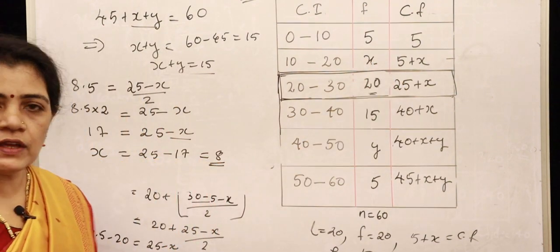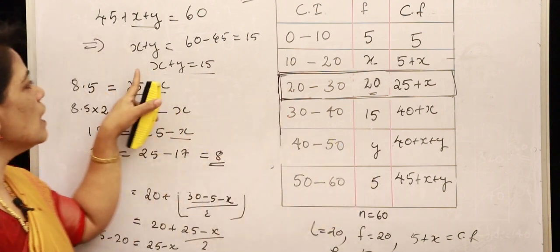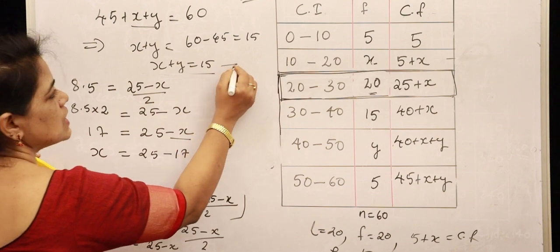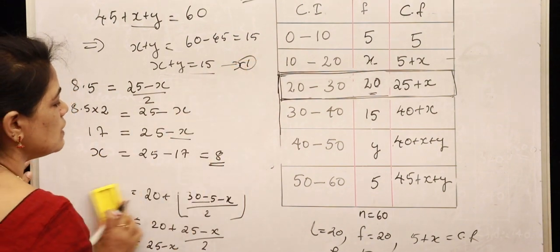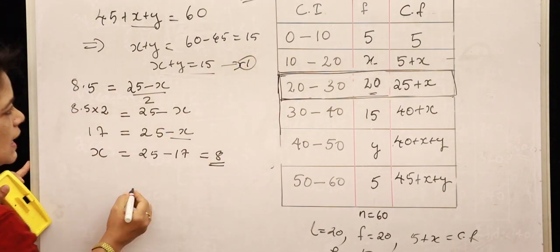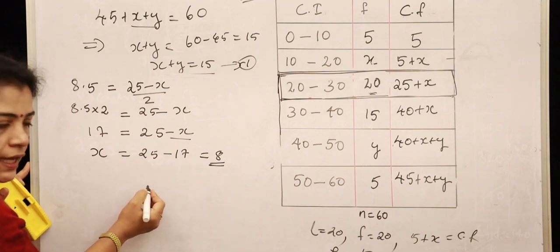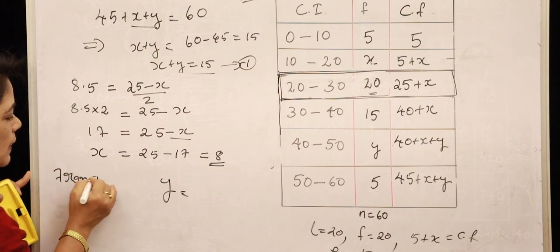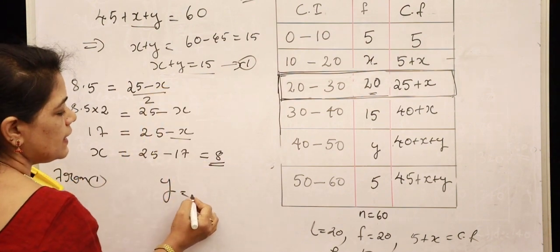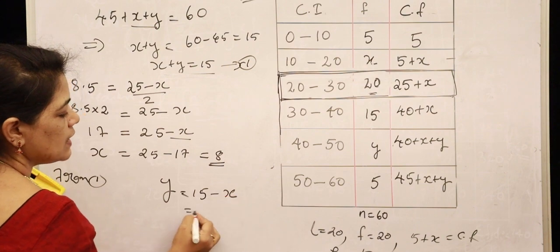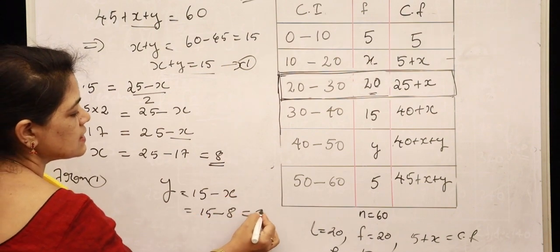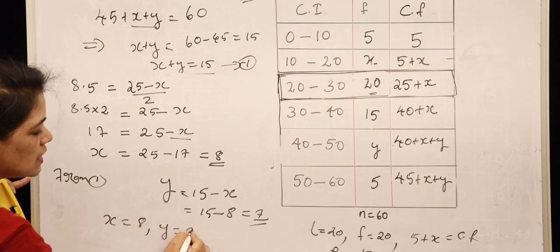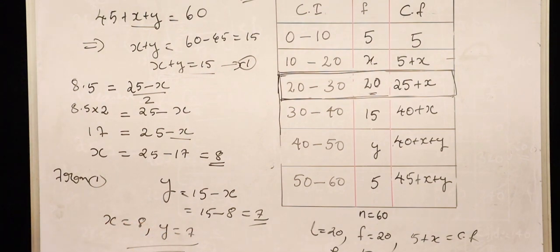Then how can we calculate Y? Okay, that means we have the first equation, X plus Y is equal to 15. If you mark this as equation number 1, so in 1, X we now have as 8. So we will get Y from 1: Y can be written as 15 minus X, and 15 minus 8, that is 7. So X is equal to 8 and Y is equal to 7. These are the missing frequencies.